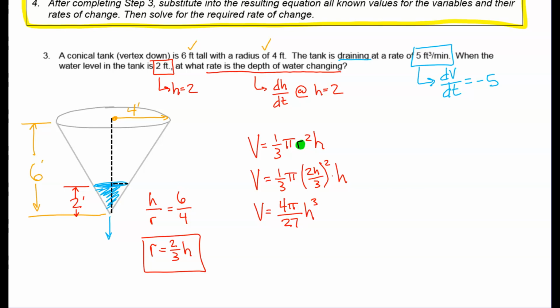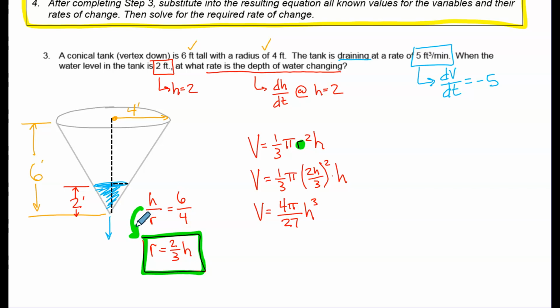I do want to pause real quick and go back to this expression here. I don't want to trivialize this. This was not an easy thing for me to look at the picture and figure out what the relationship was between h and r. However, that's the tricky part of many of these problems: you have to be able to find the relationship in the geometry that gets rid of the variable that's not either a rate given to you or a rate you're looking for. In this case, that was r.